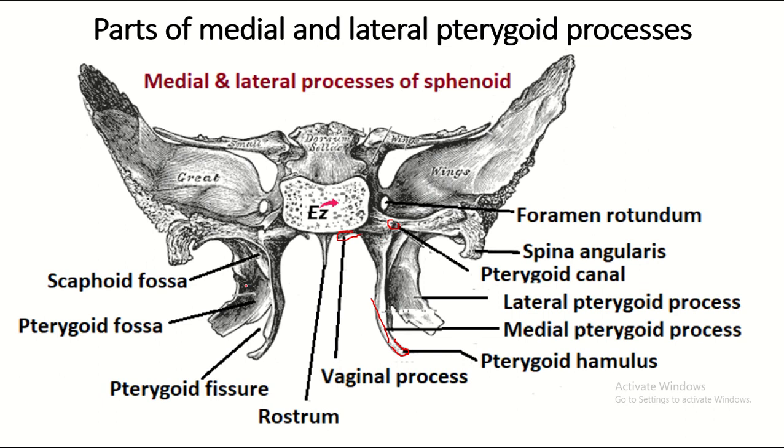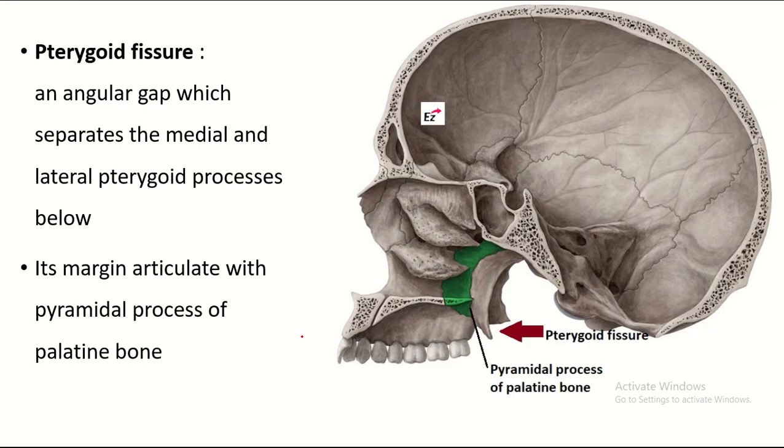And within the lateral pterygoid process, there is a depressed area. This is the pterygoid fossa, and above the pterygoid fossa there is a tiny depressed area. This is known as the scaphoid fossa. The two pterygoid processes, medial and lateral, are separated by a fissure. This is known as the pterygoid fissure.